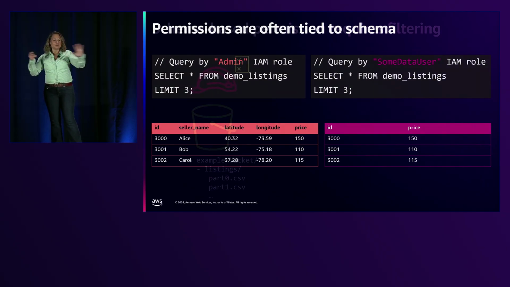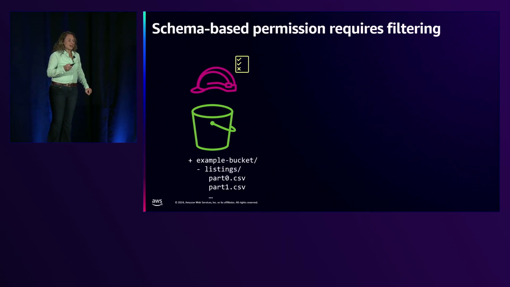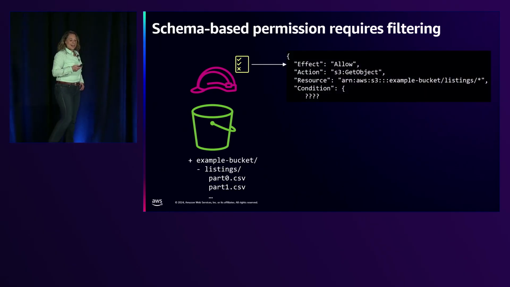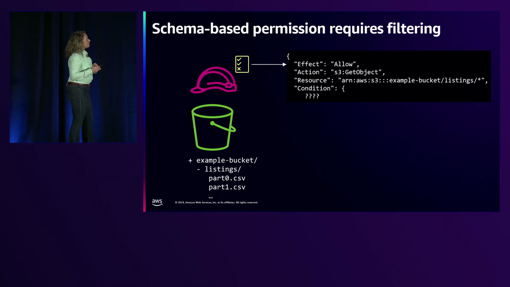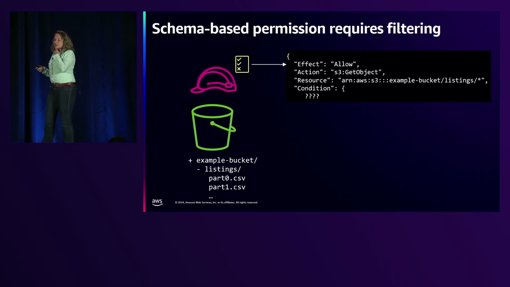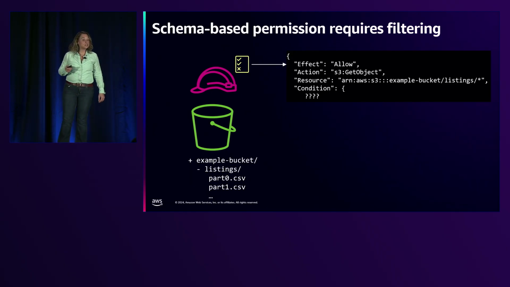Okay, we just spent a lot of time on IAM, so let's try to figure this one out. How do we do that with S3? Well, let's start writing a policy. GetObject, of course. I know where the objects are located in S3. What condition would I write to make it so this user does select star and sees everything, and that one does select star and sees less? Meg, is there an IAM way? Meg says no. Meg says we can't do this.